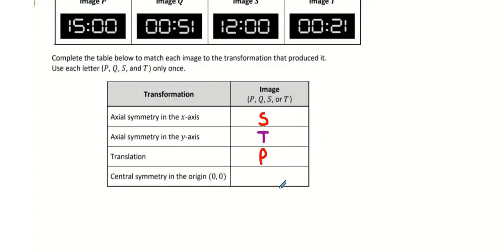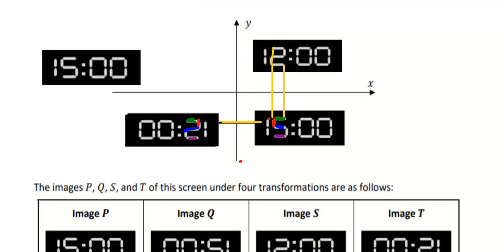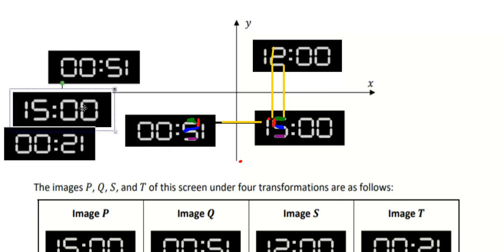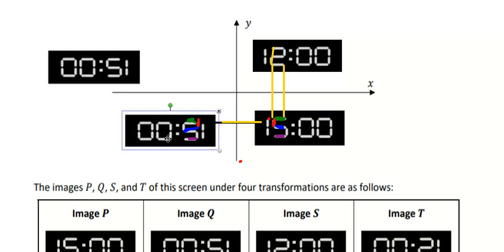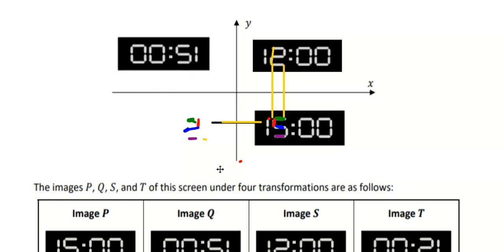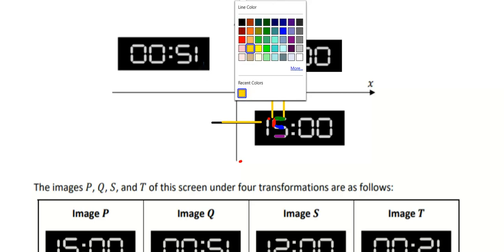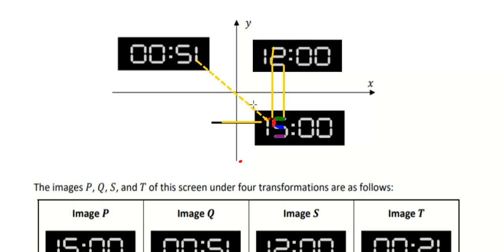And that finally leaves the last one over, which is Q, which would have been central symmetry. Central symmetry in O is where it goes through the origin to get to the other side. As an example, this point here travels roughly the same distance from here to here. So when it's a central symmetry, what you'll find is it'll all go through a central point when you link all the points together.